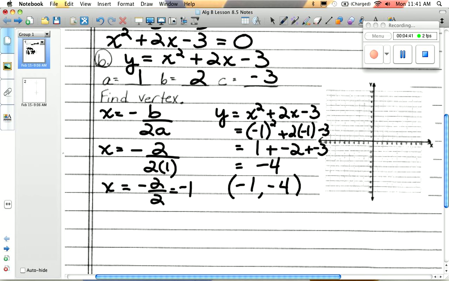-1, -4. This is where some of you had troubles. When you put the vertex on, does the vertex have a reflection point? No, we don't reflect the vertex, do we? So what we could do to keep us from doing that is draw the axis of symmetry that goes through it, so we remember we're going to reflect over that line. Draw the axis of symmetry going through it, showing that that point is on that axis. It's not going to have a reflection point.